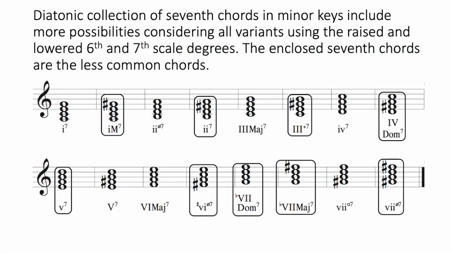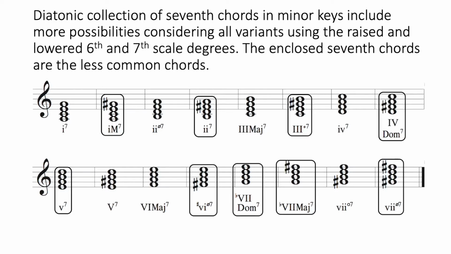The diatonic collection of seventh chords in minor keys includes more possibilities when we consider all the variants that we can create using the raised and lowered 6th and 7th scale degrees. On this slide, the enclosed seventh chords are the less common chords.